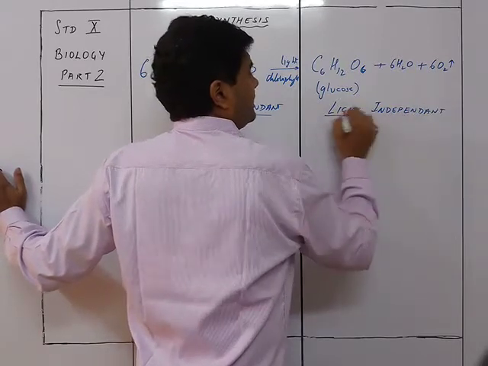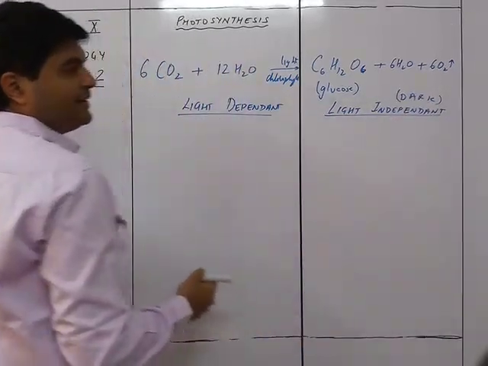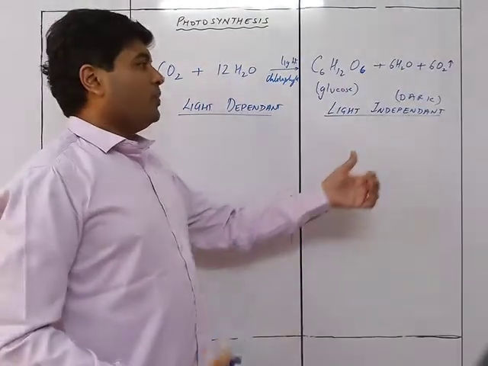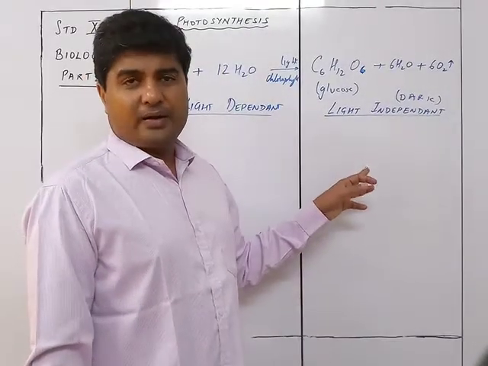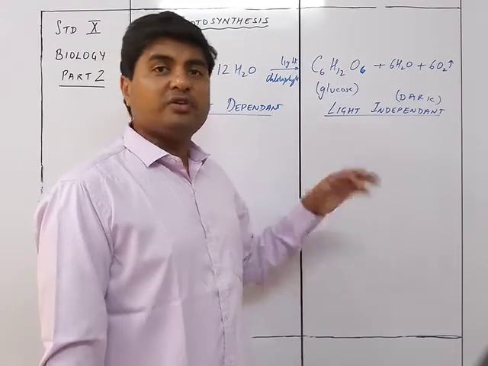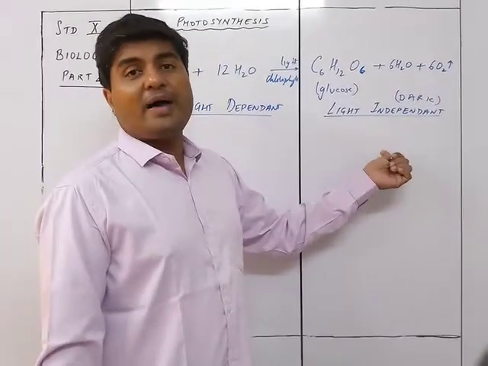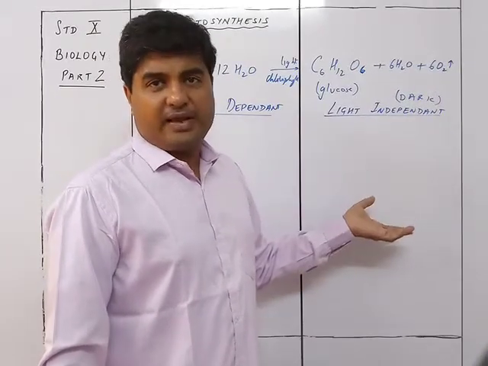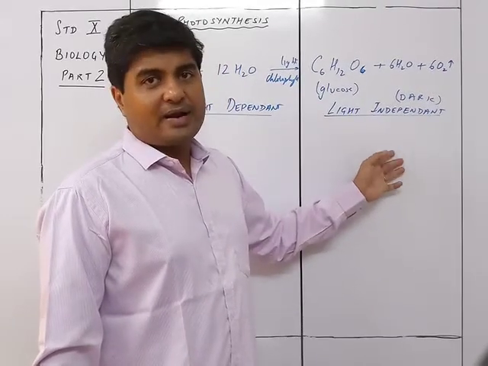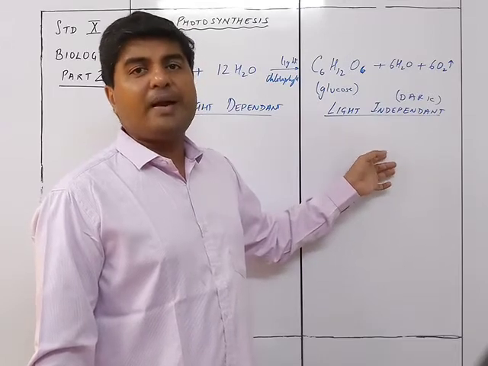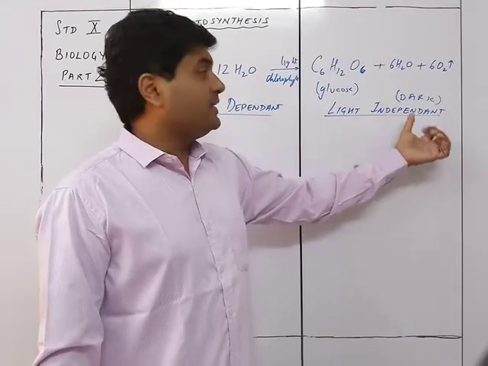Now, this can be said to be the dark phase, but it's better to say light independent. Why dark phase? Because this doesn't require light. That's why it is light independent. When we say dark phase, it would mean that it can take place only at night. No, it is not so. This does not require light, so it can take place any time of the day or night. It can take place any time because it is not dependent on light. So that's why it is better to say light independent rather than dark phase.